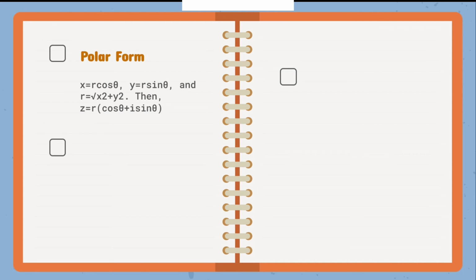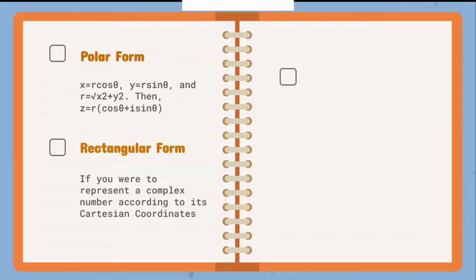The next form is rectangular form. It's from the root word rectangular. It is used in rectangular shape. If you were to represent a complex number according to its Cartesian coordinates, here we will use the Cartesian coordinates. And the last form of additional complex number is the trigonometric form.